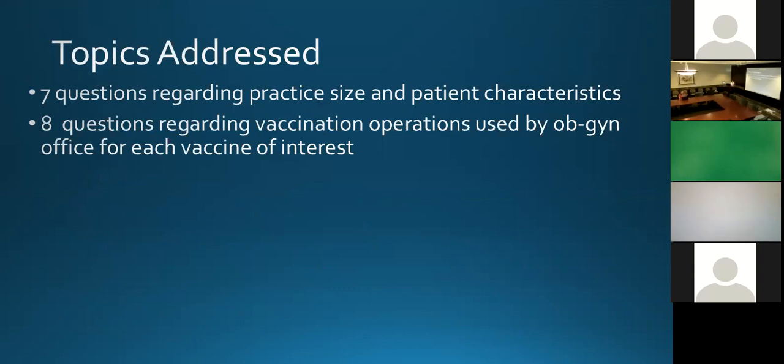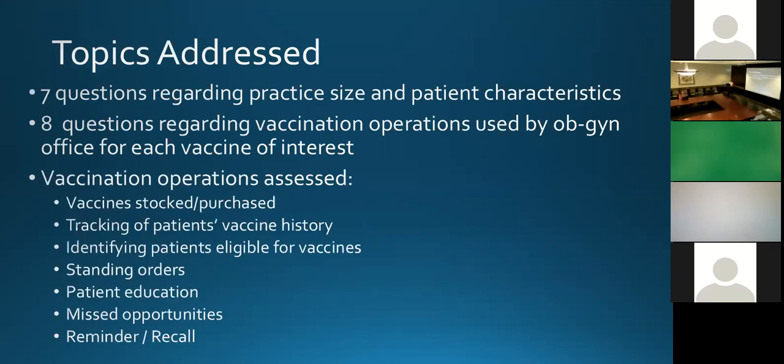And we asked these 8 questions of each of those 3 vaccines that we were interested in, recognizing that offices might have different practices for different vaccines. So the things that we specifically asked about with prompts were which vaccines were being stocked or purchased for the practice, how they track patients' vaccination history, either vaccines that they got in the office or vaccines that they had received outside of the office, how they used their systems to identify patients that might be eligible at that visit for a vaccine, whether or not they used standing orders, and if so, for which vaccines, what type of patient education, if any, they had, how they assessed for missed opportunities.